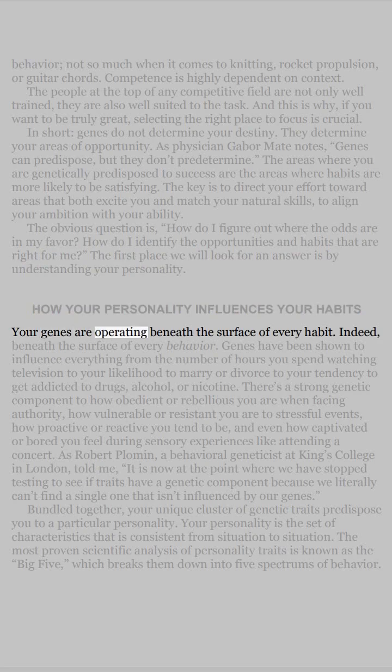Your genes are operating beneath the surface of every habit. Indeed, beneath the surface of every behavior. Genes have been shown to influence everything from the number of hours you spend watching television to your likelihood to marry or divorce to your tendency to get addicted to drugs, alcohol, or nicotine. There's a strong genetic component to how obedient or rebellious you are when facing authority, how vulnerable or resistant you are to stressful events, how proactive or reactive you tend to be, and even how captivated or bored you feel during sensory experiences like attending a concert.